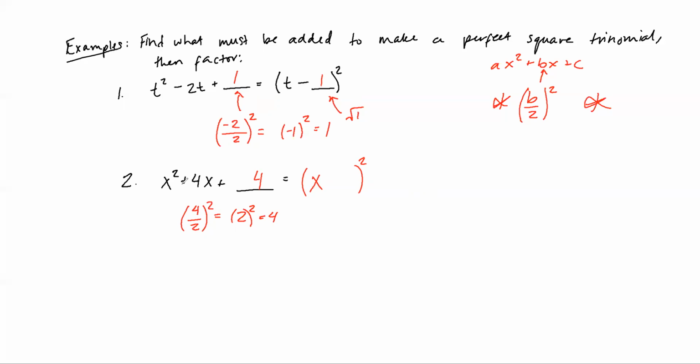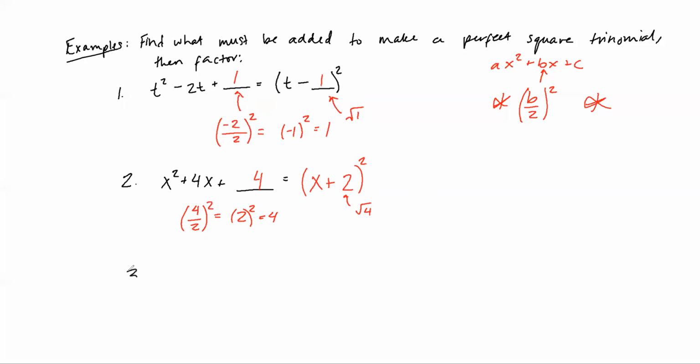Now, because it's a plus 4x, we'll have a plus, and the square root of 4 is 2. So this is the factored form, and this is the number we're adding to make it a perfect square trinomial.